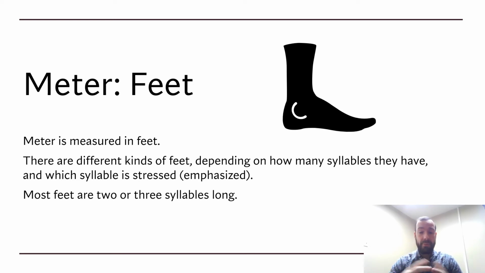So if we do have metered poetry, we measure it in feet. That's our basic unit of measurement. So we measure weight in pounds or kilograms. We measure length in feet or centimeters. Meter in poetry, we measure in feet. There are different kinds of feet depending on how many syllables they have, and which syllable is stressed or emphasized. Most feet are 2 to 3 syllables long, and you can have several different feet in the same line.